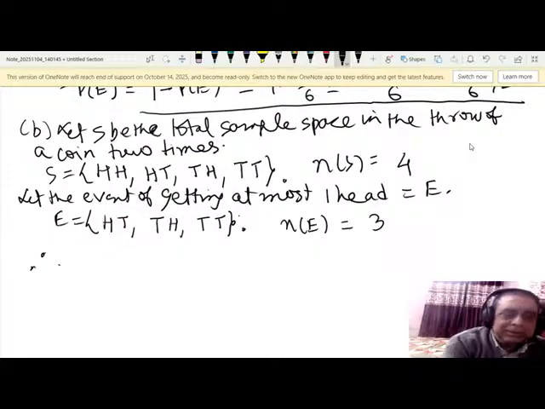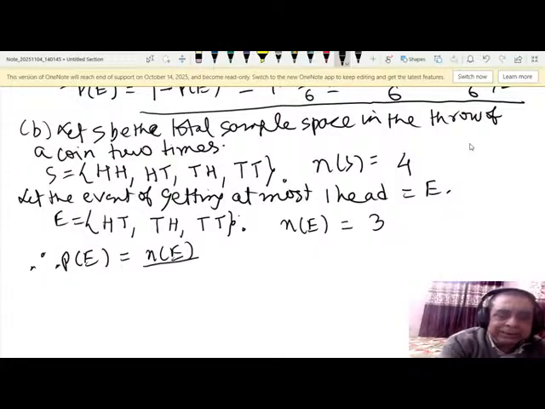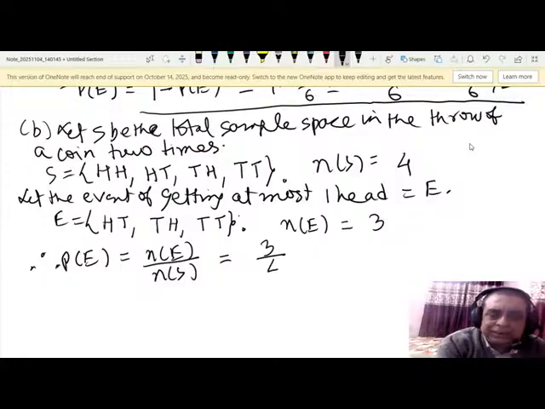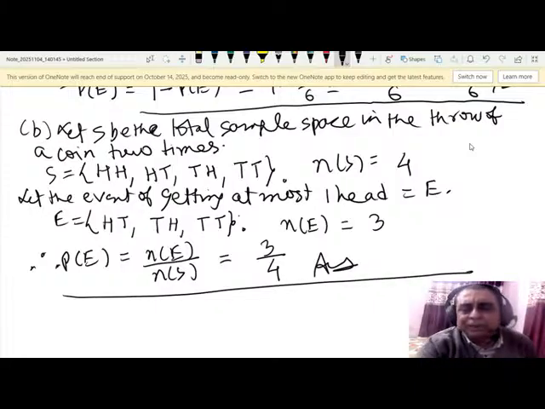So what is the probability of the event E, that is at most one head? It is denoted by PE. It is equal to NE upon NS, that is the number of outcomes favorable to the event E divided by all possible outcomes, which is 3 divided by 4. So this is the probability of getting at most one head.